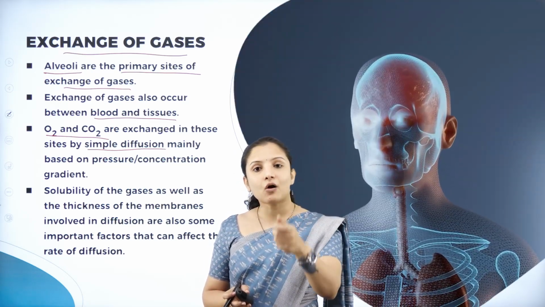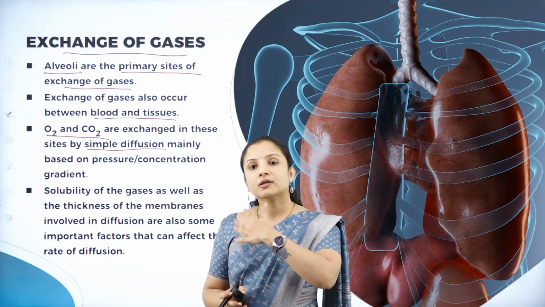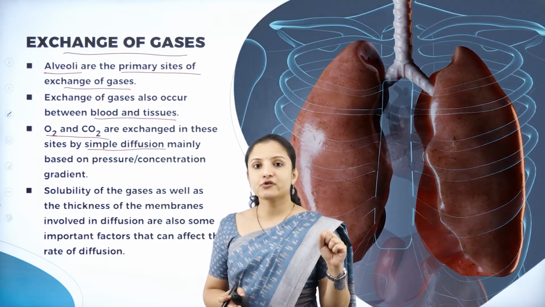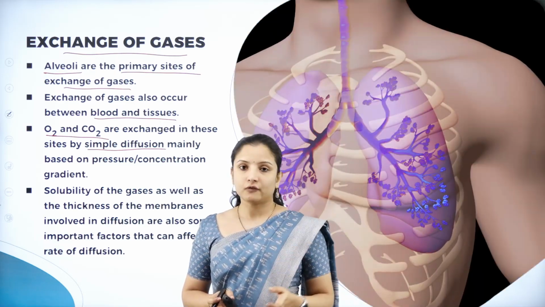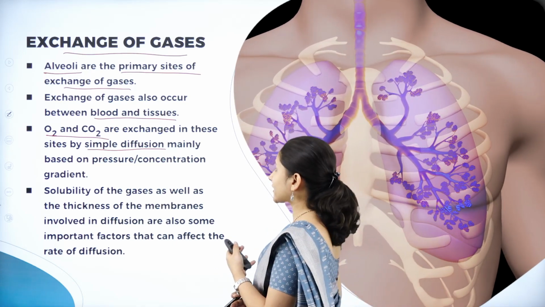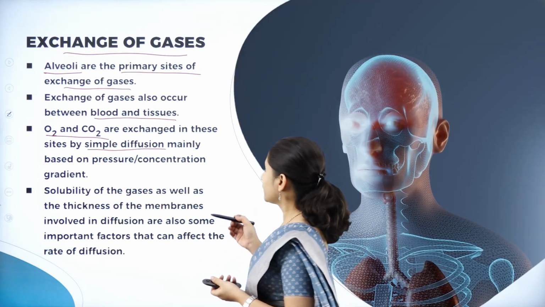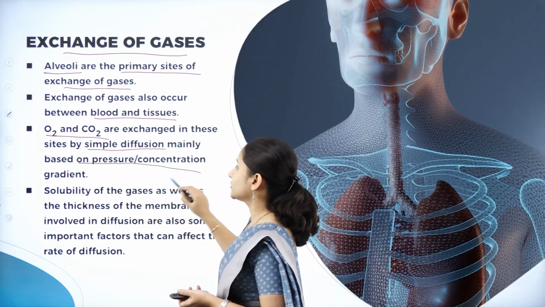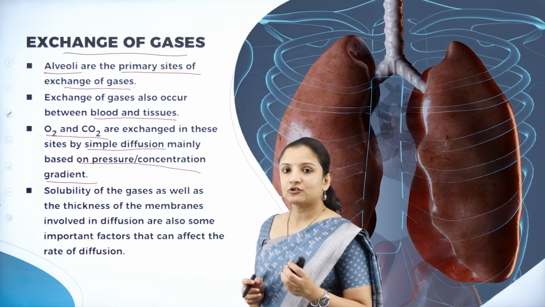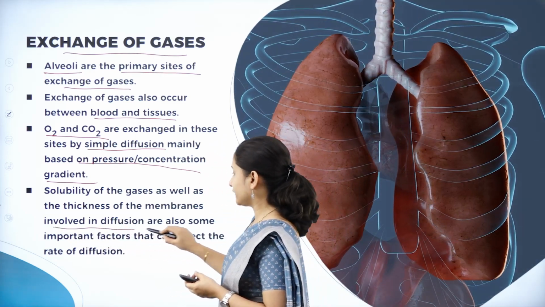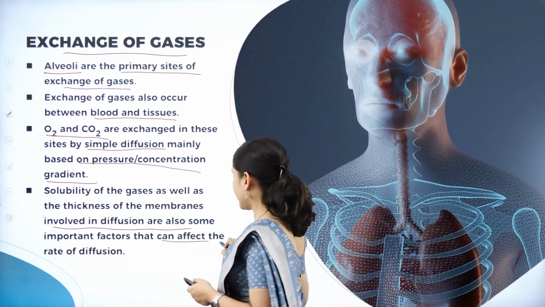So the blood collects the oxygen from the alveoli and takes it to the tissue. Now, in the tissue, what is more? Carbon dioxide is more, so again diffusion will occur. The blood will carry the carbon dioxide, bring it back to the alveoli, and then it will go out of the body. That is how, by simple diffusion, the exchange of gases occurs. It is mainly based on simple diffusion, which is based on the pressure concentration gradient. Solubility of gases as well as the thickness of the membrane involved in diffusion are also very important factors that can affect the rate of diffusion.